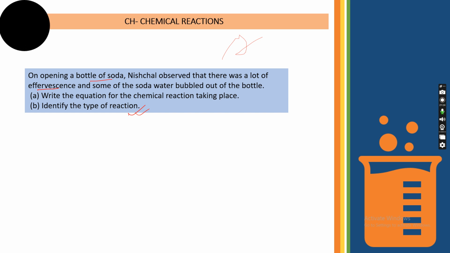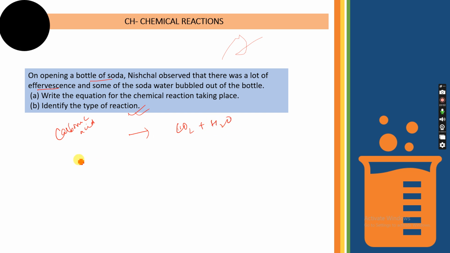So what is that effervescence? Which gas is released when you open a soda bottle? That means carbon dioxide, right? Carbon dioxide gives the brisk effervescence. In which equation was carbon dioxide released? I hope you remember. The hint is already there: soda water is nothing but carbonic acid, right? So the carbonic acid will release carbon dioxide gas, and the remaining part is water.